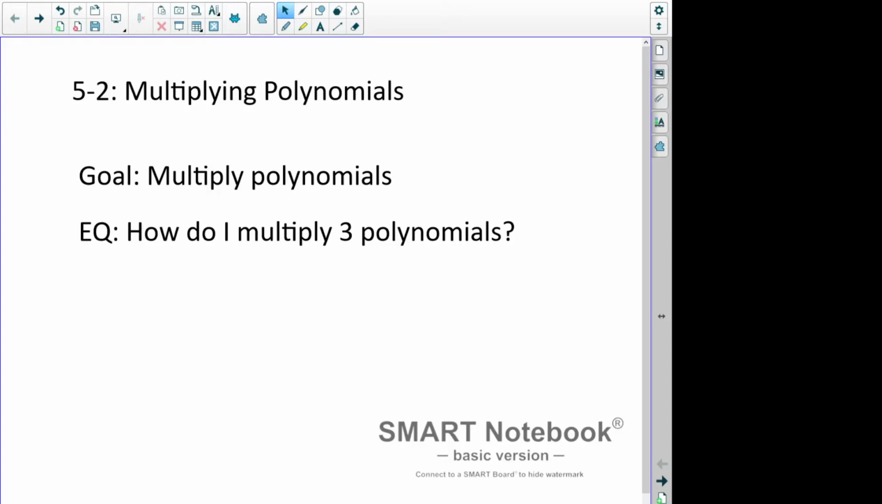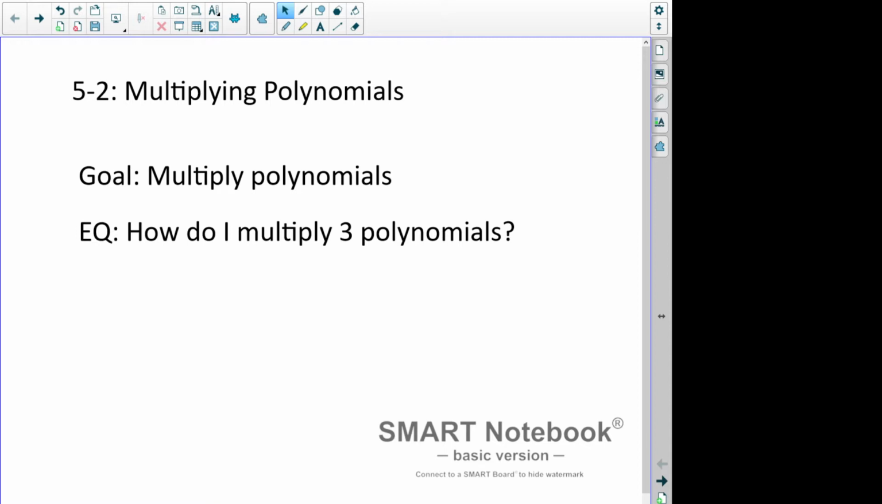Hi everyone. Today we're talking about lesson 5-2, multiplying polynomials. Last lesson we learned about the different ways of naming polynomials by their degree and their number of terms, and then we looked at some techniques for adding polynomials together, basically just adding like terms together. Today we're going to move to the next step, which would be multiplying polynomials together.